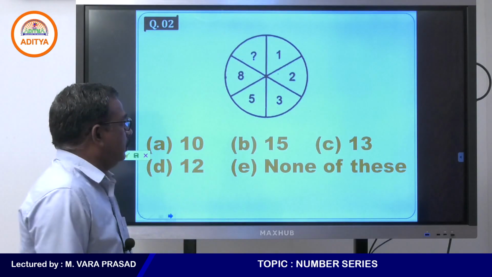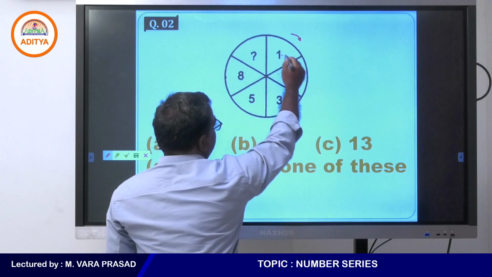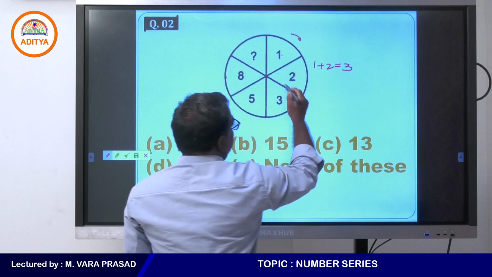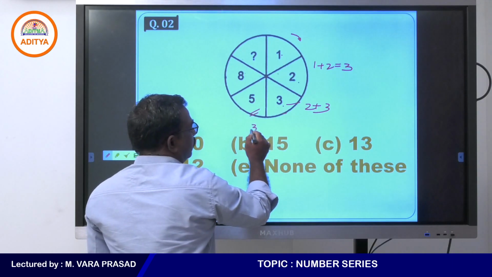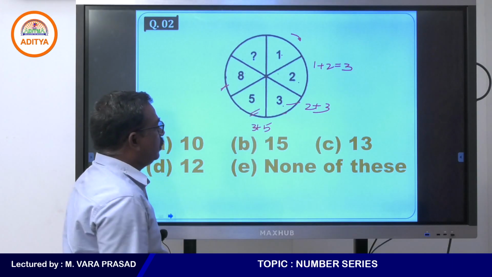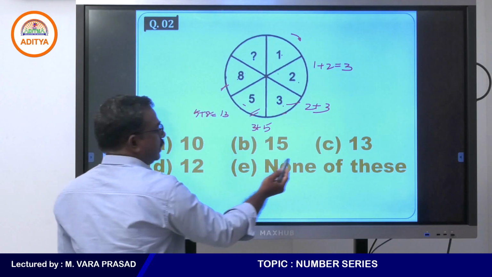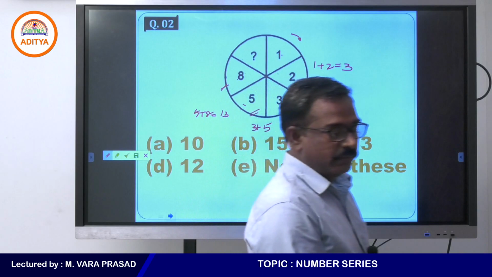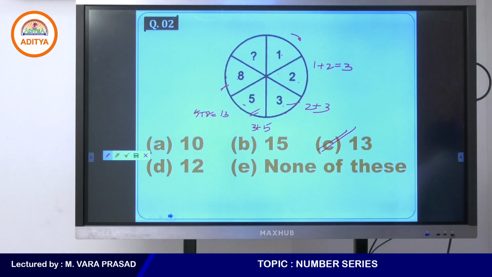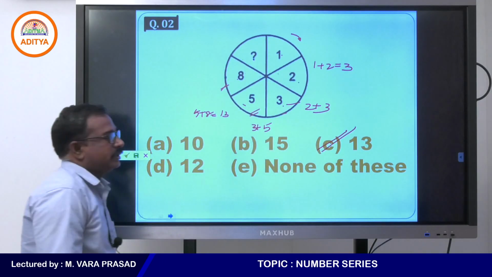Yes, now see. If you start from this one, if you go in clockwise direction, so 1 plus 2 is becoming as 3 and 2 plus 3 is becoming as 5, 3 plus 5 is becoming as 8 and you will get 5 plus 8, that is 13. 13 is there in the option number C. Many of you given option number 3 as answer, 13, right. So 13 is given as answer, very good. 1 plus 2, the way we are doing in clockwise direction, right.